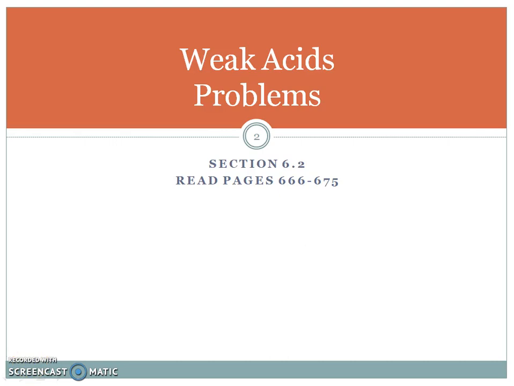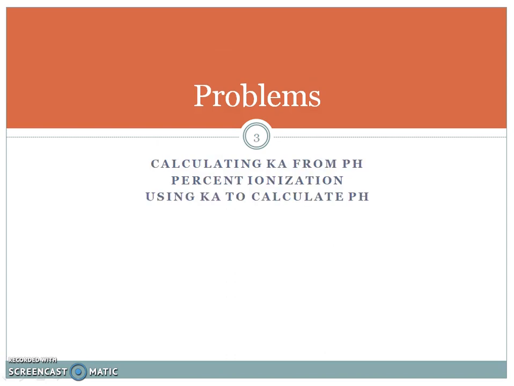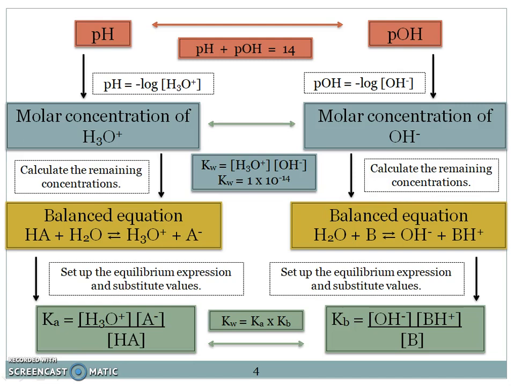This is Mrs. O'Neill for AP Chemistry, Chapter 16, Section 6, Part 2, these weak acid problems. So let's look at these problems. First of all, I should have given you this like a half sheet. If I didn't, hopefully one of you will remind me to make copies for you.